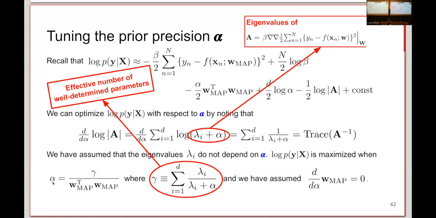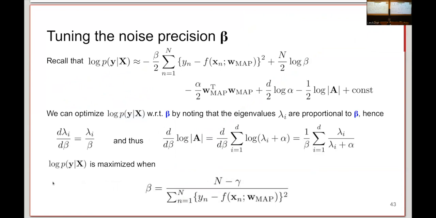Anyway, you could do the same with the noise precision beta. We won't go much into the details of this, but you could obtain a similar expression for that. It also depends on this parameter gamma. Basically, the noise precision is just the empirical sum of squared residuals, but now you don't count the total number of those squared residuals. You just subtract gamma here.